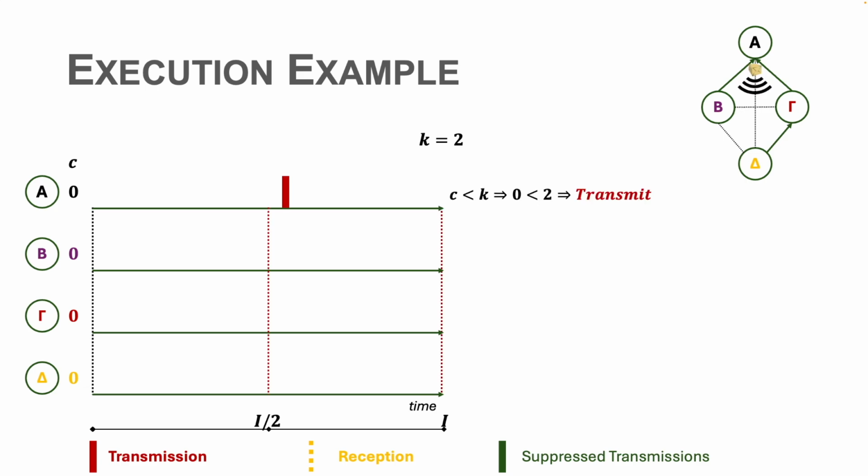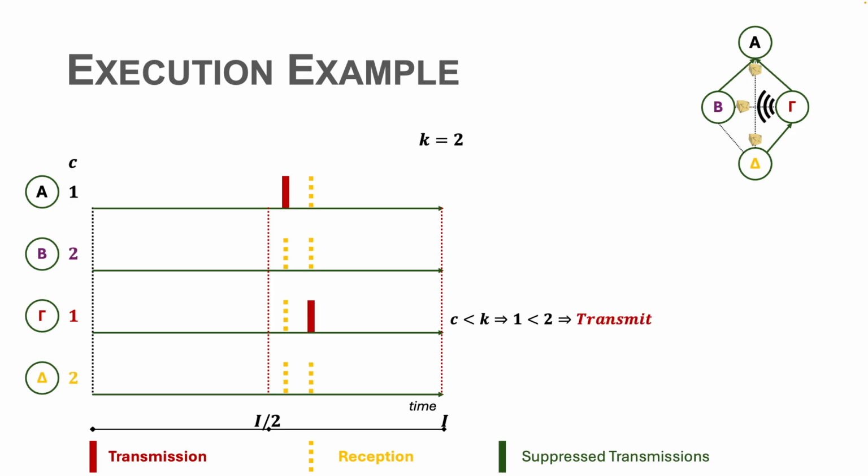Now, let's assume that node alpha transmits its control message first at a transmit time t between I over 2 and I, as mentioned previously. All other nodes in the network receive this message and increase their counter by 1. Next, node gamma transmits its own control message as its counter is equal to 1, which is less than 2, and all the other nodes, alpha, beta, and delta, receive it and increment their counter by 1.